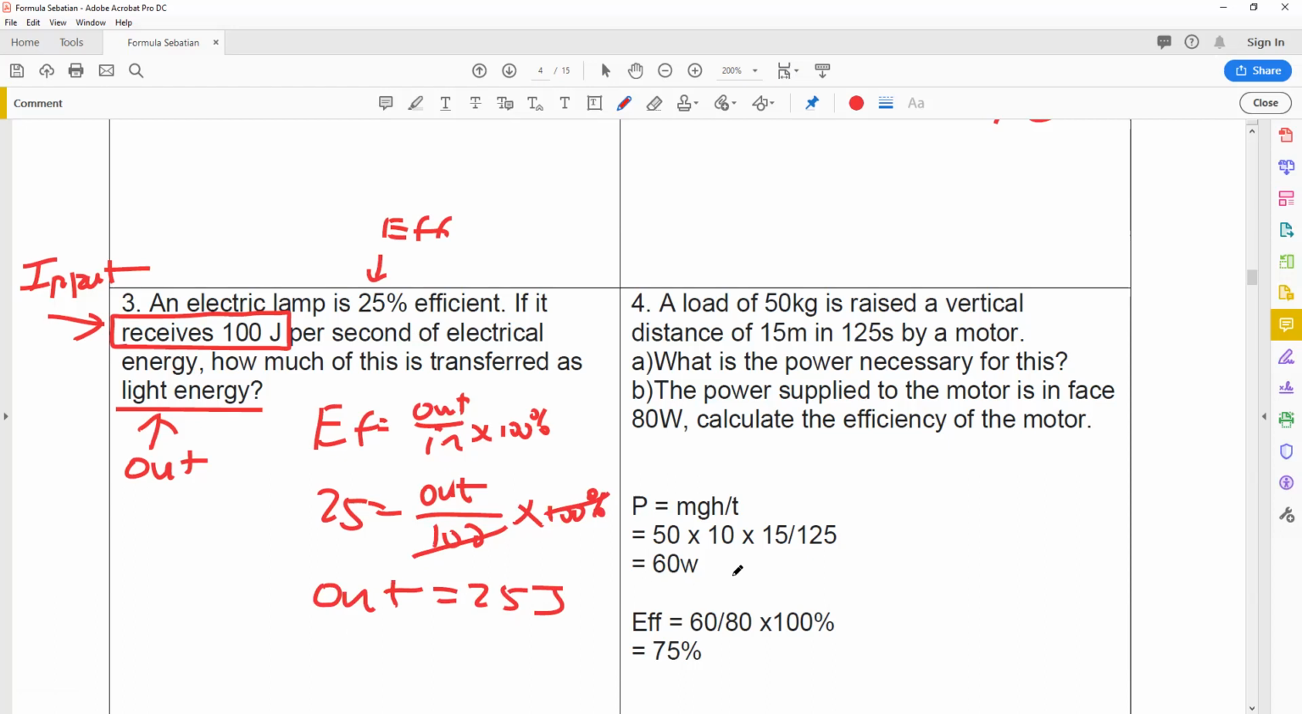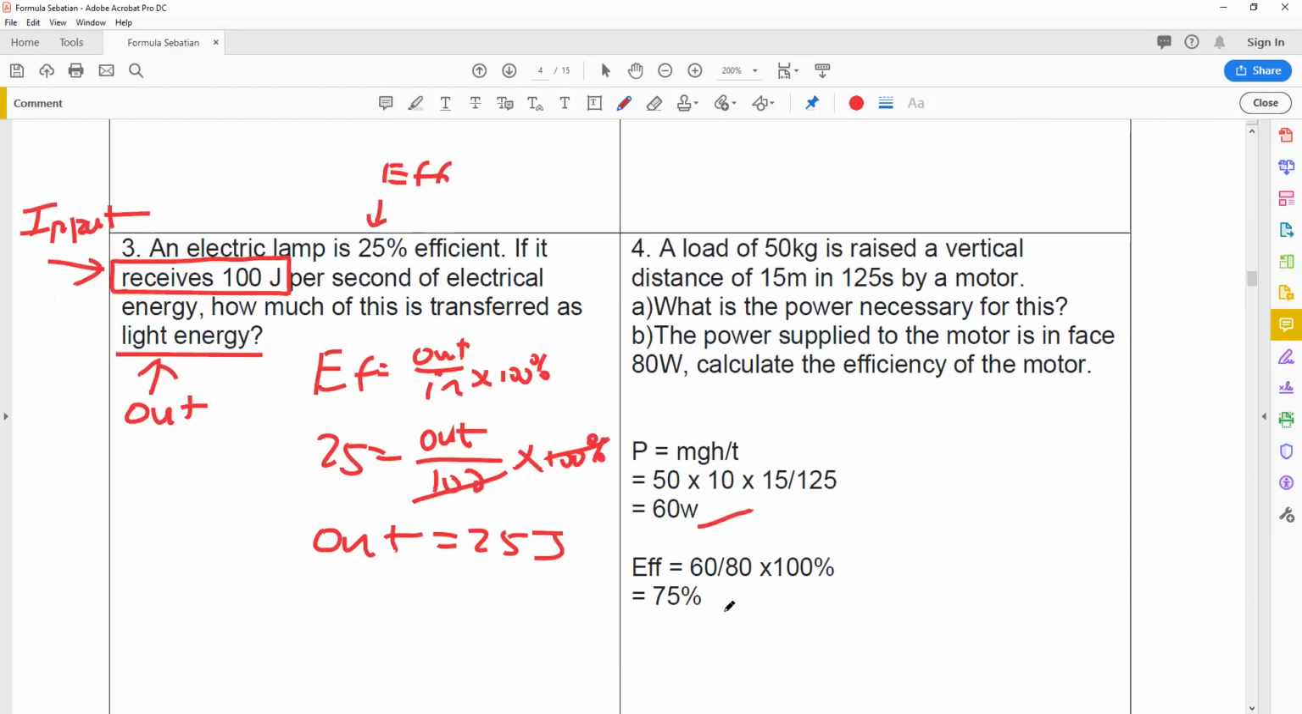Yeah. Okay, and then what about 4A? Did you get 60 watts? Yeah. And your efficiency, is it 75%? Yeah. Okay, good, excellent.